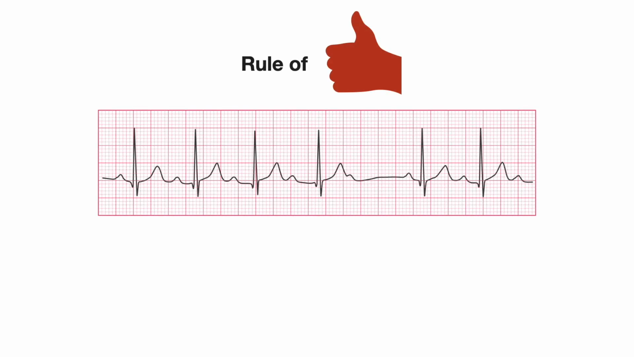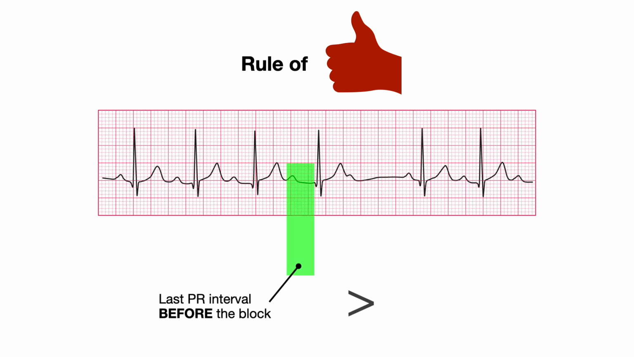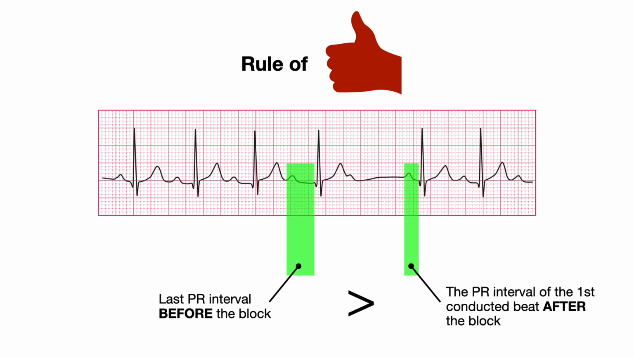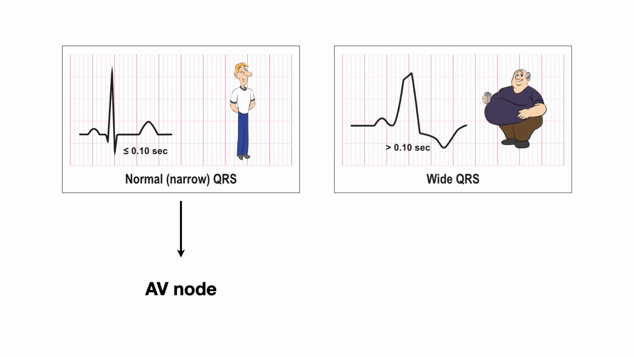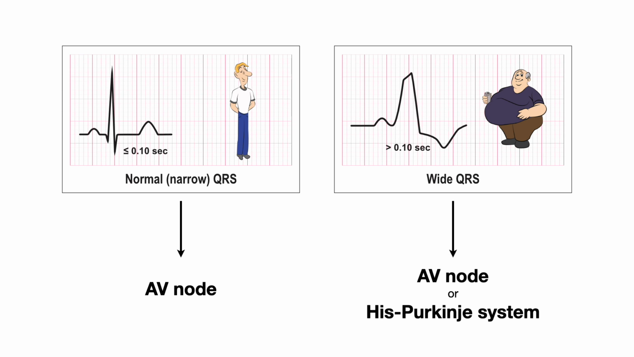Rule of thumb: the diagnosis of all forms of either traditional or atypical Wenckebach blocks can be easily made if the last PR interval before the block is longer than the PR interval of the first conducted beat after the block. In Wenckebach block, if the QRS complexes are narrow, the block is most certainly in the AV node. When the QRS complexes are wide, the block may be either in the AV node or below the AV node in the His-Purkinje system.